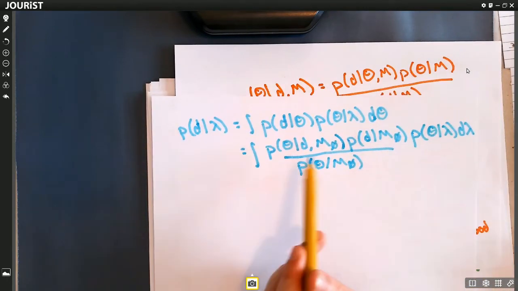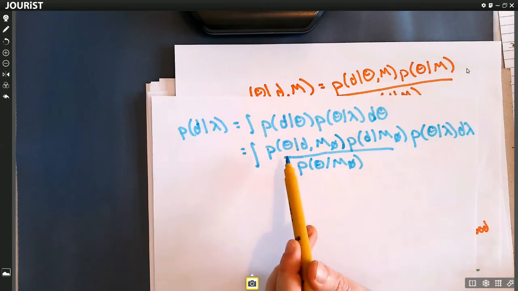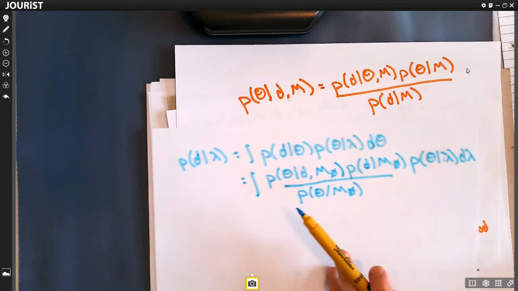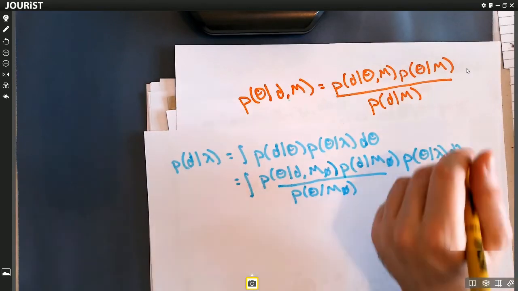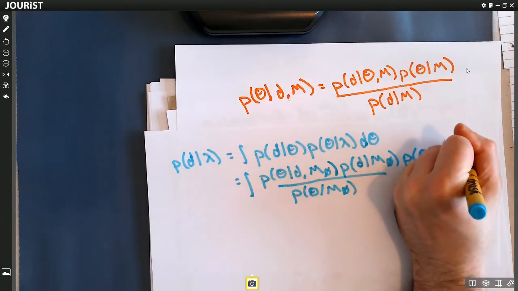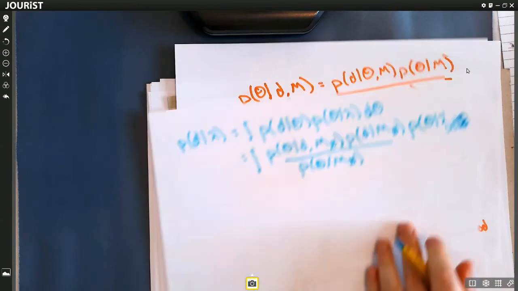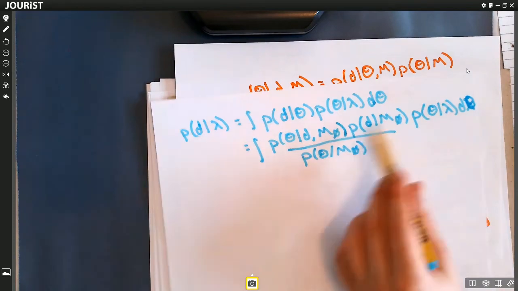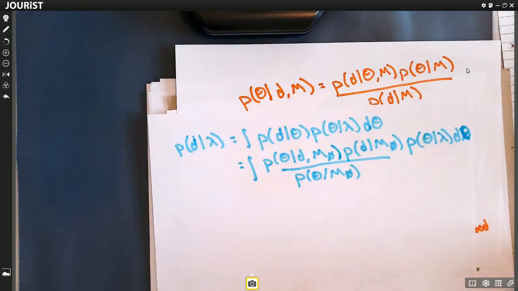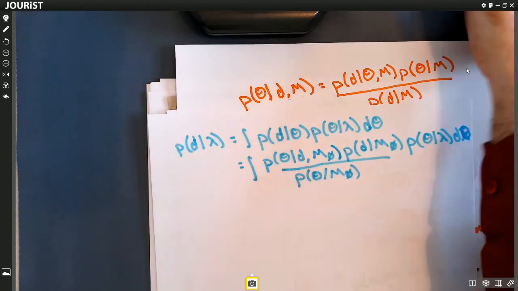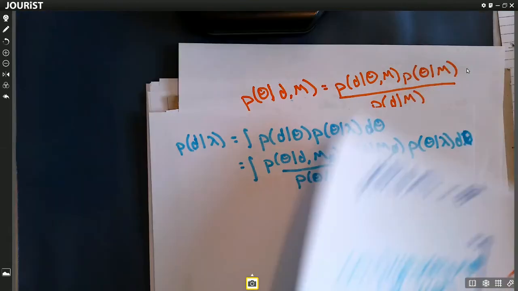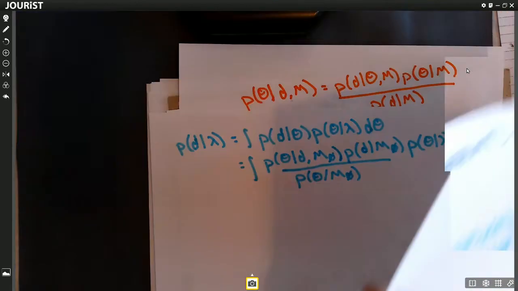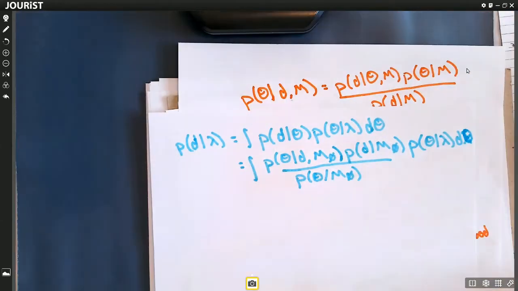Well, now you see we have an integral over a posterior distribution. Oops, I missed out a, sorry, this is a d theta, not a d lambda. We have an integral over a posterior distribution of this other term here. Whenever we have an integral over a posterior distribution, we can replace it with a sum over posterior samples. Okay, so let's rewrite this to make it slightly clearer.